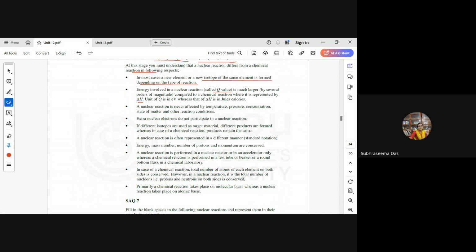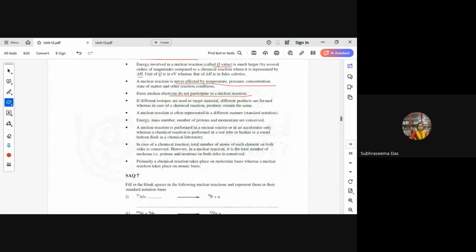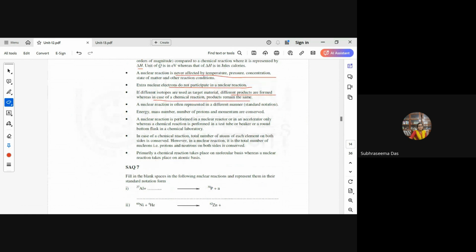Now, a nuclear reaction is never affected by temperature, pressure, concentration, and other such factors. However, in conventional chemical reactions, we know that these parameters highly influence the nature of the reaction. Extranuclear electrons do not participate in a nuclear reaction. If different isotopes are used as target material, then different products are formed, whereas in a chemical reaction, the products always remain the same.